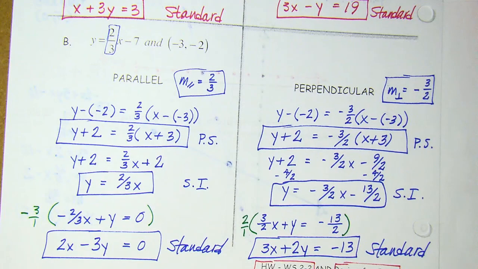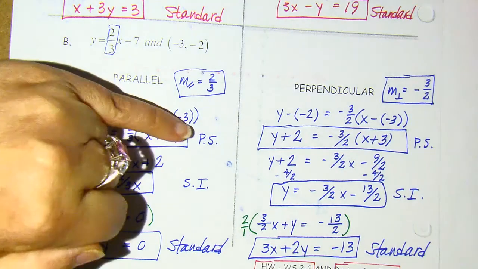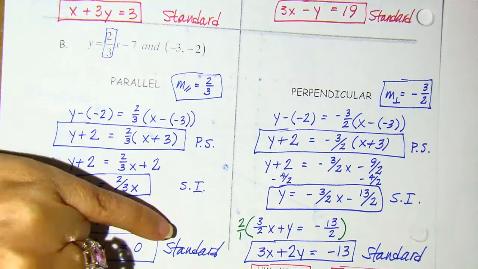You have to read the directions to make sure you know if you're putting it in or keeping it in point slope form, slope intercept form, or standard form.